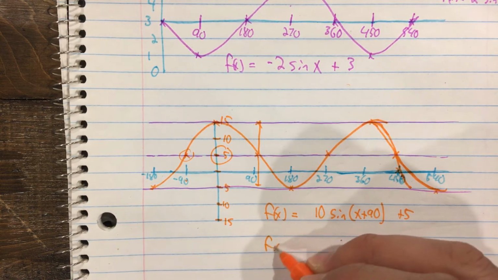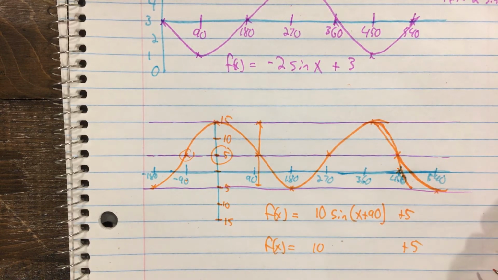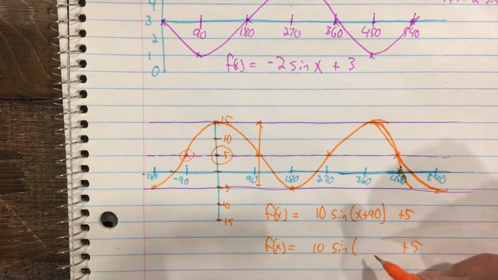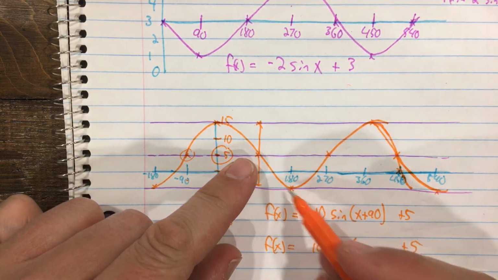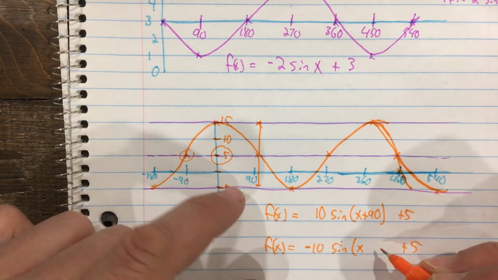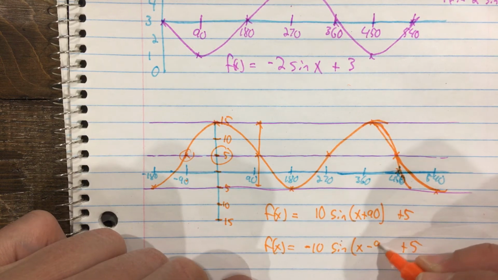Someone else may see the same thing, but maybe they see it starting there. So f(x) equals, I still have my 10, and I still have my plus 5. Those don't change. Sine of, and let's say they start there and it goes down, so they're going to represent that by negative 10, and it's x, because it's to the right 90, x minus 90.